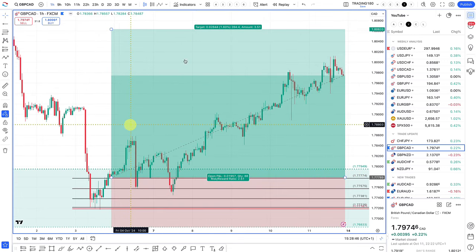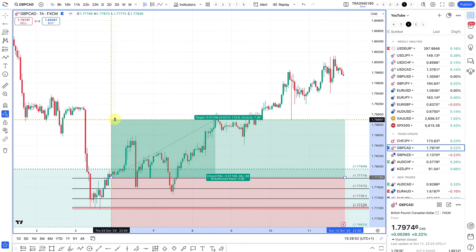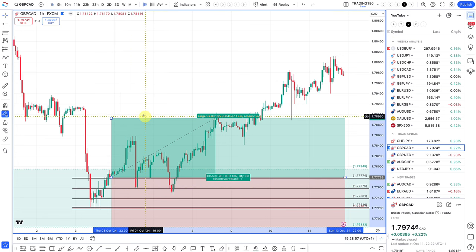We did get a pullback, so prices again didn't quite reach a one-to-one on my market order. It moved up, but in order for me to take some profit and then cancel the other orders, prices would have to reach a one-to-one.